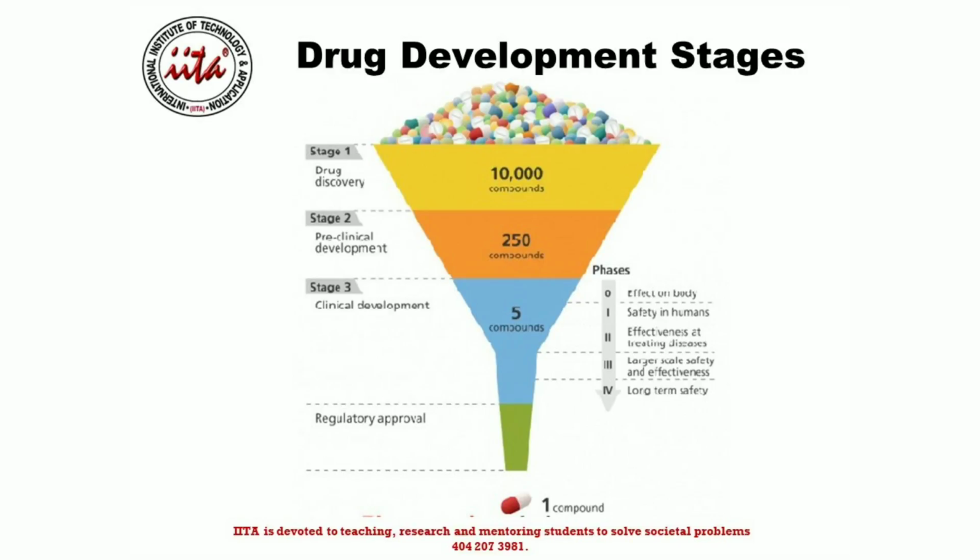Drug development stages. Let's assume, for example, we begin with the scenario of 10,000 compounds. At stage 1, the drug discovery, that number gets reduced to around 250 compounds. At stage 2, the preclinical development. As we go into stage 3 of clinical development, that number will get reduced to 5 compounds. And out of the 5 compounds, regulatory approval will yield 1 acceptable compound.